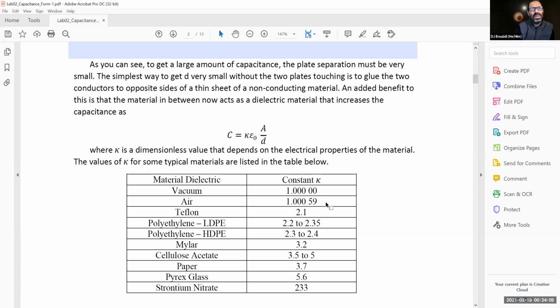In air, it's almost epsilon naught, slightly higher, okay? That's basically why we take the same value for air and vacuum. Now, for Teflon, it's 2.1. An interesting one is paper in here, which is about 3.7. So these are typical numbers for the relative permittivity, your kappa. At some point in this lab, you're going to be dealing with that.